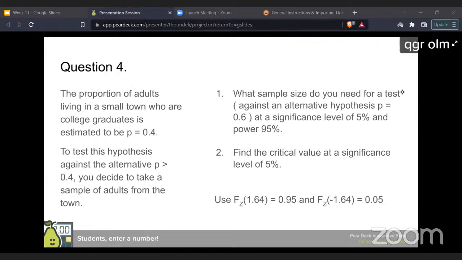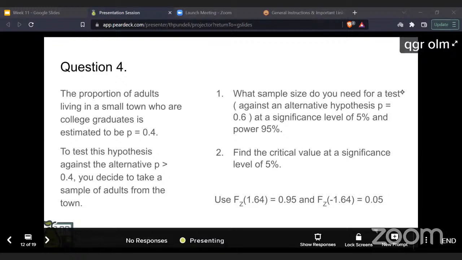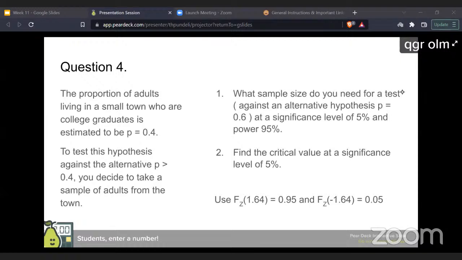Now, what sample size do you need for a test against an alternative p equal 0.6 at a significance level 5% and power 95%? So here the significance level is given to you, the power is given to you, and the alternative hypothesis is given to you, then you just have to find what sample size we need for the test such that our significance level is 5% and power is 95%. And in the second question, you have to find what is the critical value at a significance level of 5%.